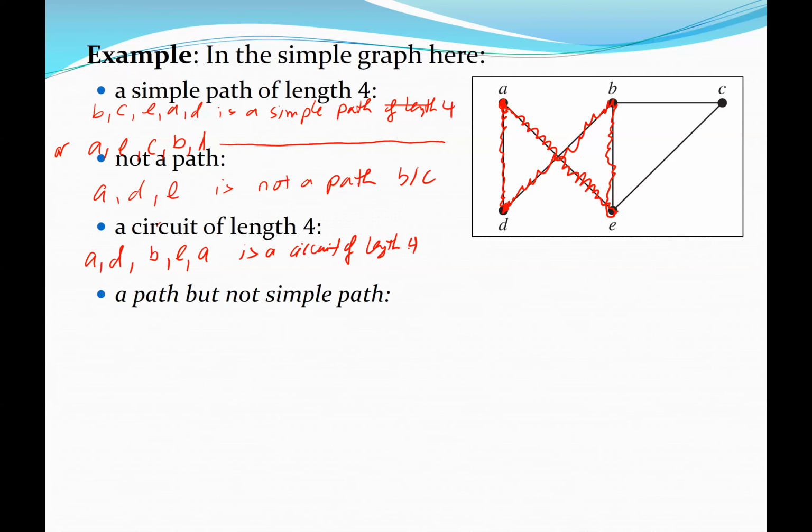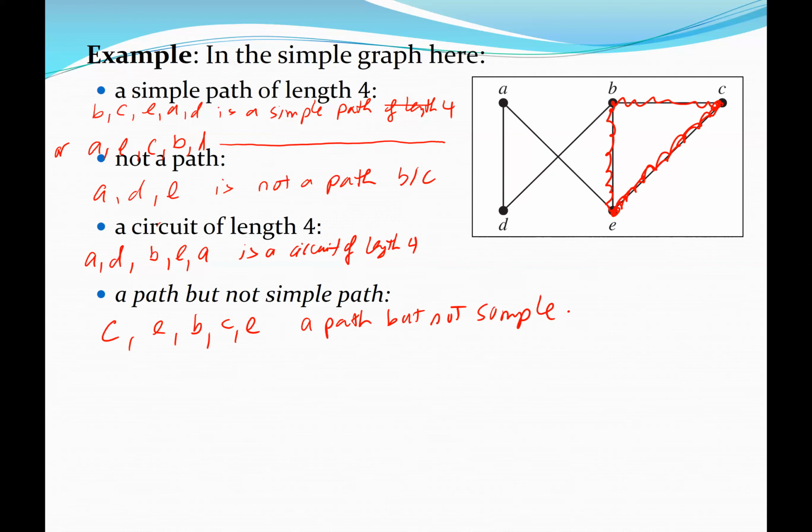Now a path, but not a simple path. By a path but not a simple path, you mean that you can go back through the same edge again. So I can start at C, E, B, C, and then E. I start at C, I go to E, I go to B, I go to C, and then I go to E again. So this is a path, but not simple.